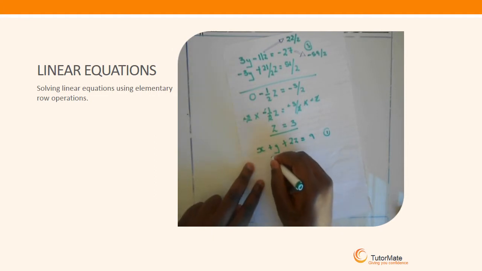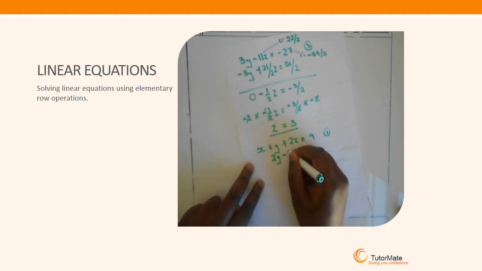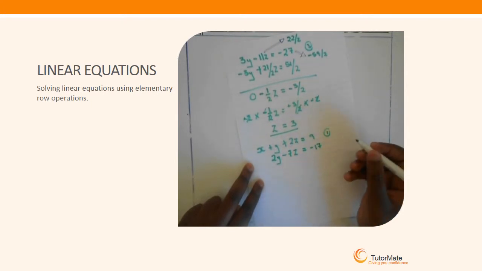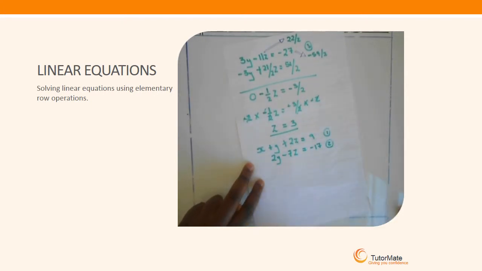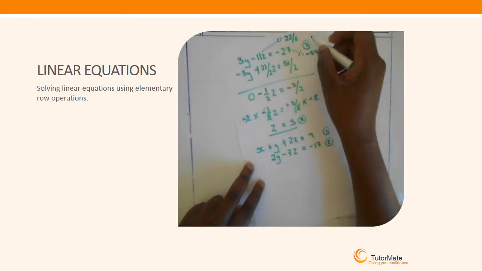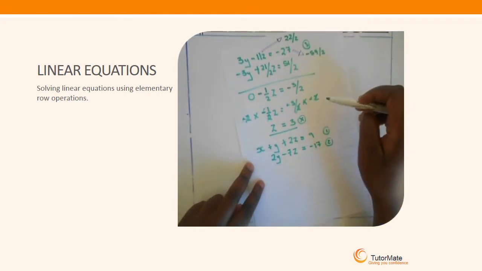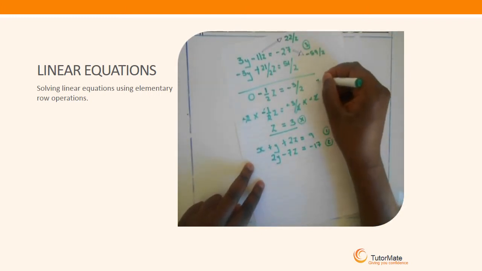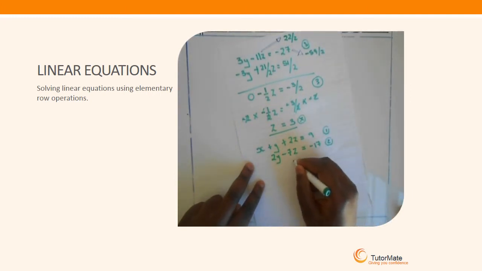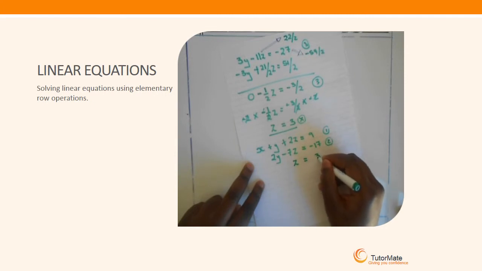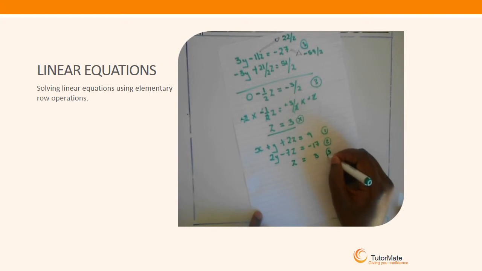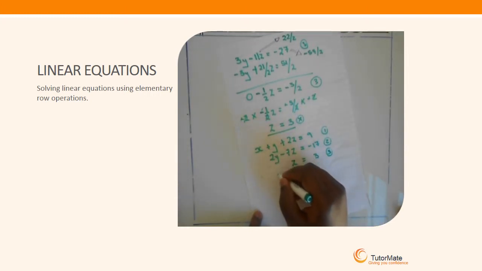Your second equation was 2y minus 7z is equal to minus 17. This is your second equation. Then your third equation, remember we said we added the third equation to the second equation to get a new third equation. Our new third equation is z is equal to 3. So we've successfully gone downwards, eliminating x, eliminating y.